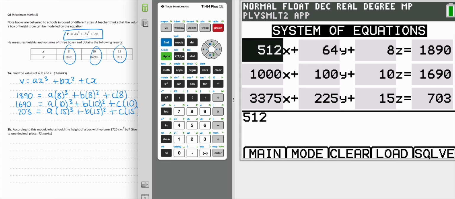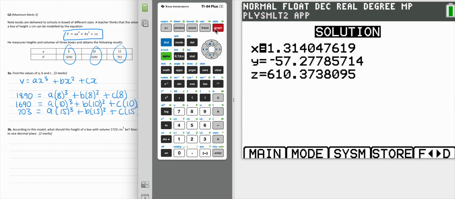So we're now going to click solve, which is this button just here. And we can see there the final answers. So instead of x, y, and z, we have a, b, and c. A is equal to 1.31 to 3 significant figures. B is equal to negative 57.3 to 3 significant figures. And C is equal to 610 to 3 significant figures.